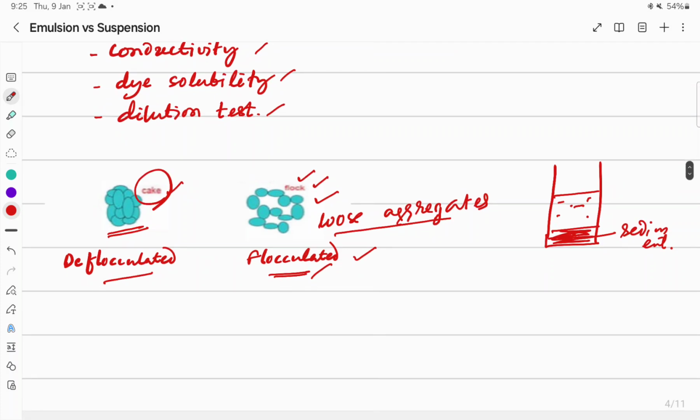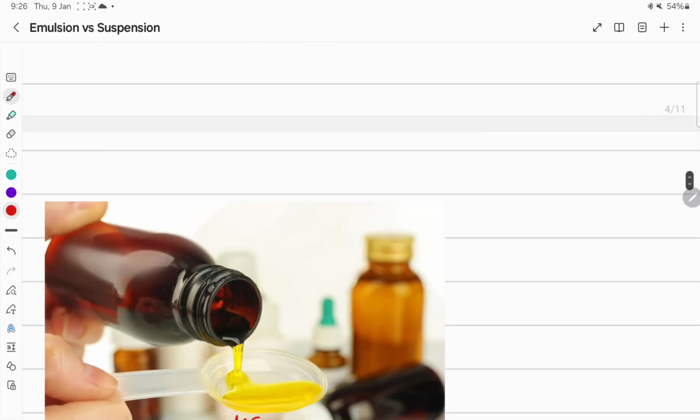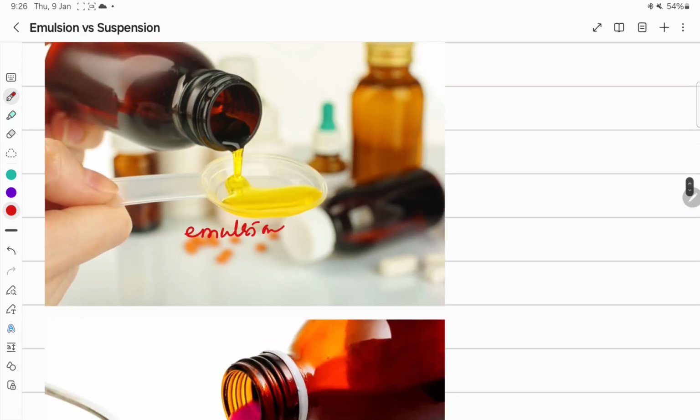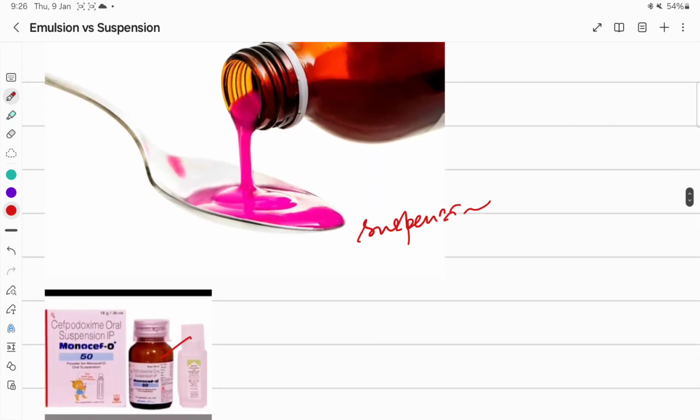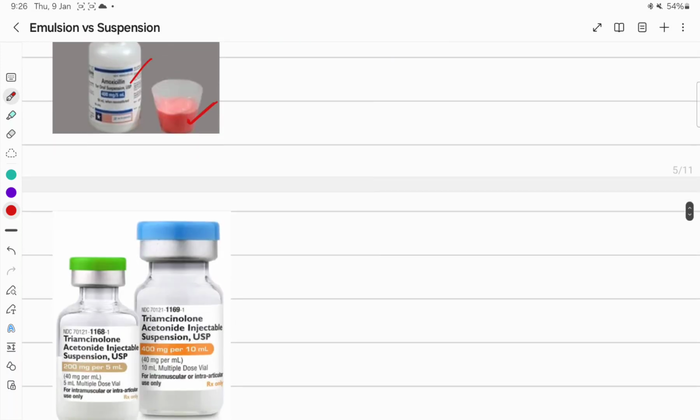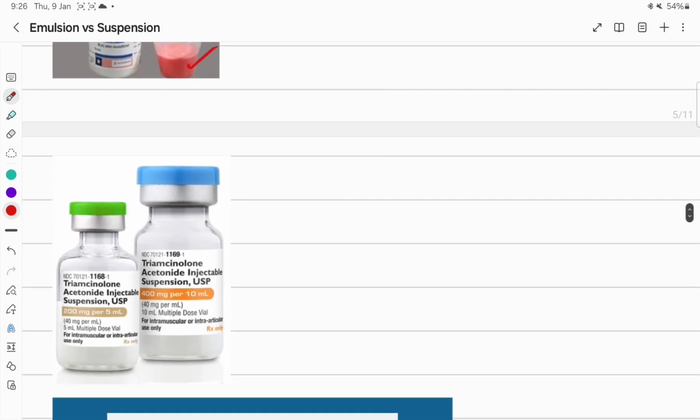So already we have discussed this one. Flocculated suspension, loose aggregates; deflocculated suspension, the cake is formed, so not easy to redisperse. And suspension usually settles down, the insoluble solid settles down and forms the sediment. And let us see some of the dosage forms available in the market.